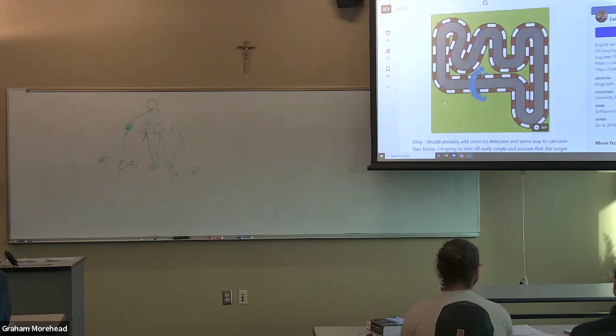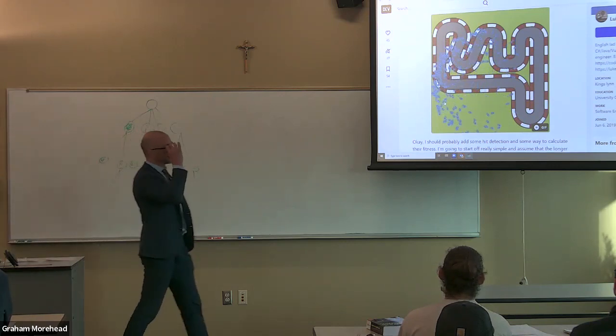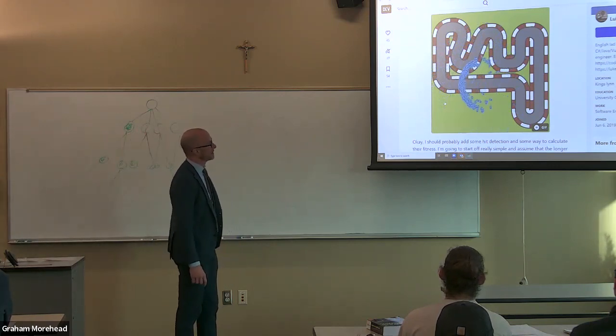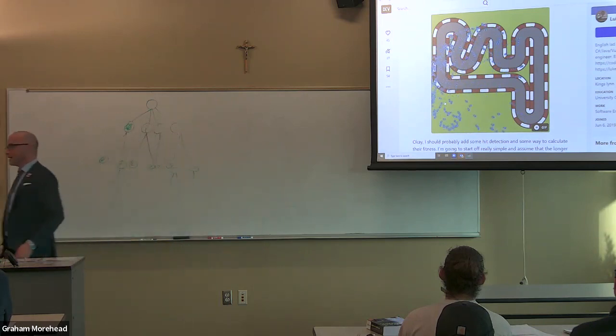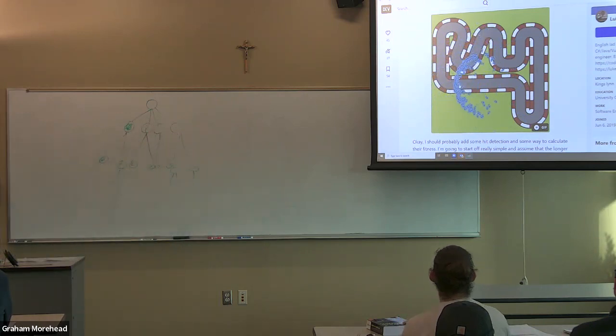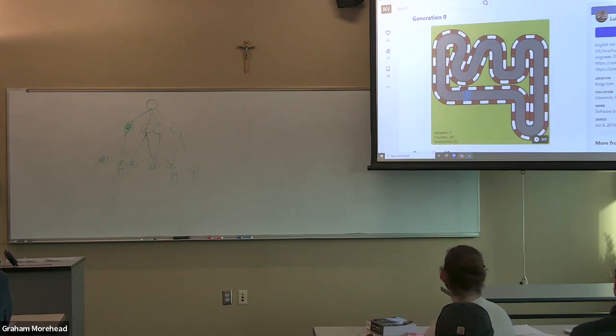Okay, this one, he tries to use a genetic algorithm to train a car to run around the track. This is, of course, at the beginning, and it doesn't know how to do anything. It's basically random. But he trains it to not bump into the walls too much. Generation 0.